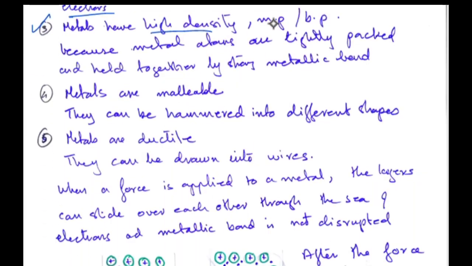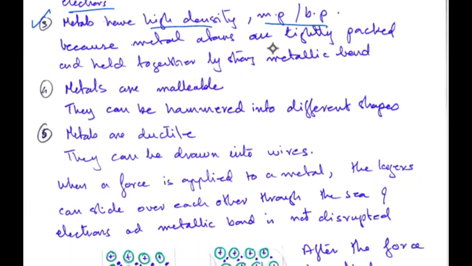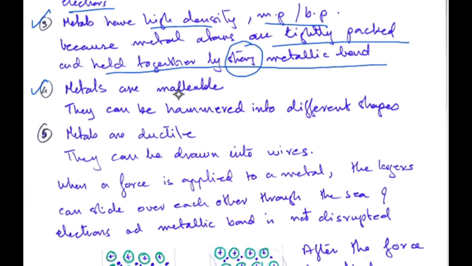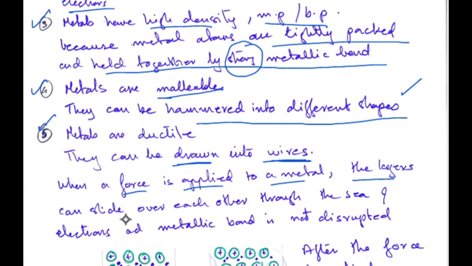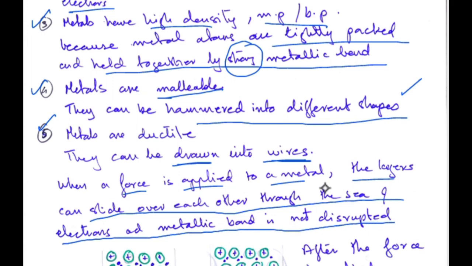Metals have high density, melting point and boiling point, because metal atoms are tightly packed and held together by strong metallic bonds. Now, metals are malleable. Malleable means they can be hammered into different shapes. Metals are ductile, which means they can be drawn into wires. When a force is applied to a metal, the layers can slide over each other through the sea of electrons, and the metallic bond is not disrupted, and thus it can change shape.